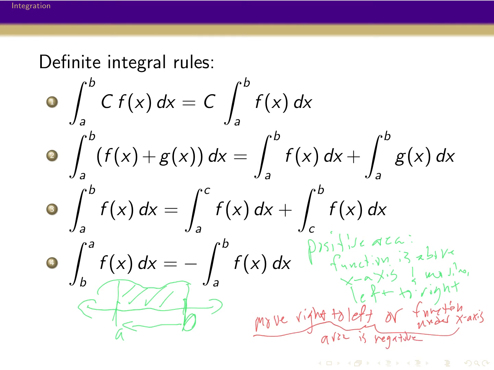Okay, so if you do area from right to left, and if you think about this, if you plug this into our formula, this would make all of the delta x's be negative. Then that's the same thing as taking the area from left to right and changing the sign.